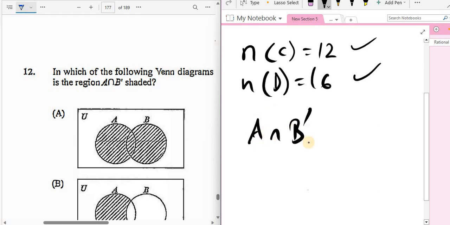A intersect B complement means what? All those are part of A, but not B. B complement means not a part of B, right? But A intersect B complement means what? A part of A, but not B. You can accept it, or if you want me to explain it to you, it's up to you. Do you want an explanation or do you want us to accept it?